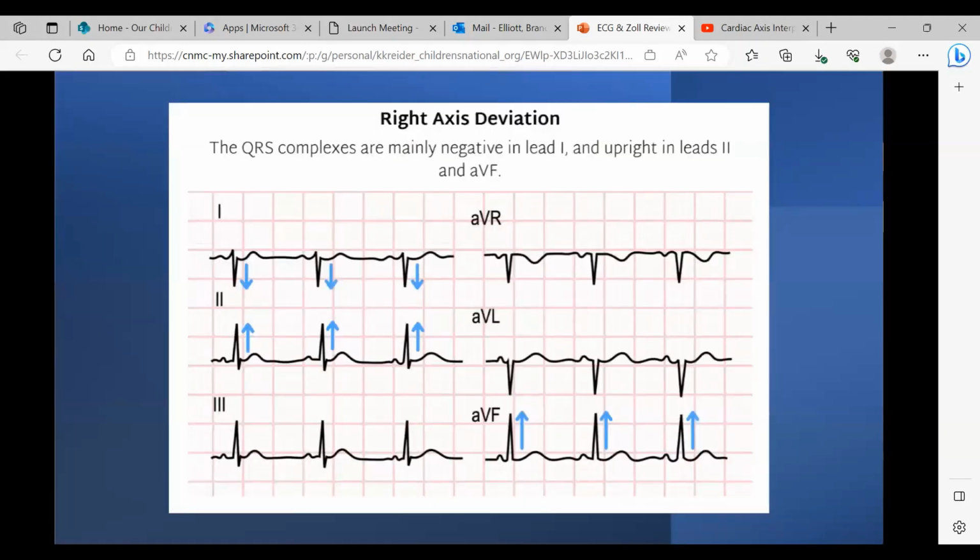Yeah. So moving to right axis deviation, we see that the QRS complex is more downward deflection for lead 1, and lead 2 is an upward deflection, and aVF is upward as well. So I guess it's back to Gwen, since I've heard from everybody else.